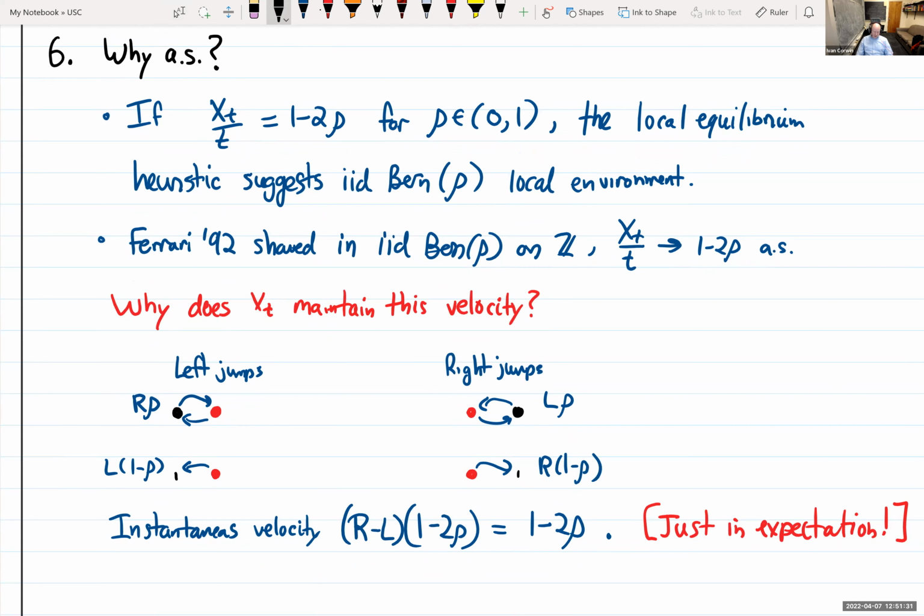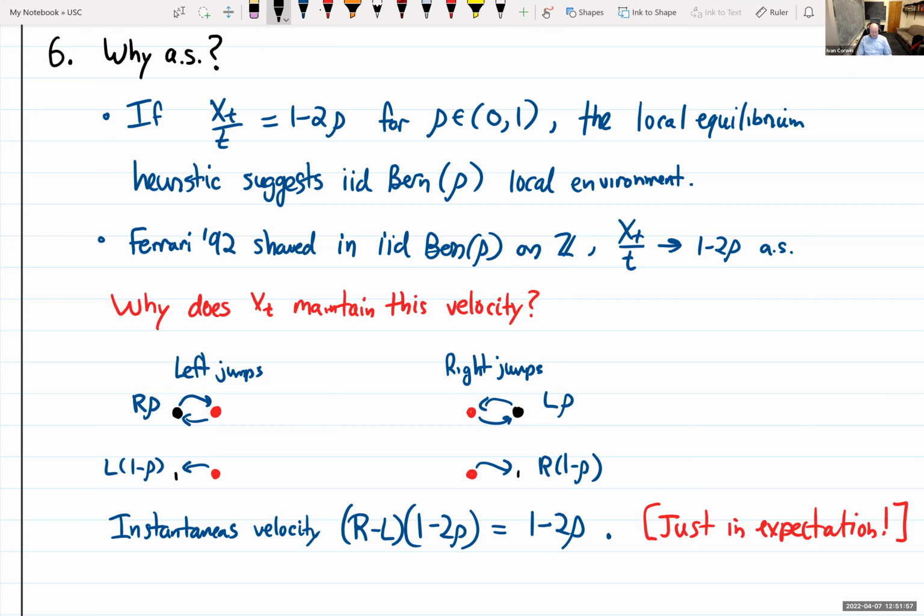And that will happen at rate r, but only with probability rho, because there's only going to be a particle there with probability rho under this Bernoulli. On the other hand, with probability 1 - rho, there's a hole there, and the second class particle can take a jump to the left at rate L. Okay, so that's the instantaneous rate of left jumps. And you can similarly compute the instantaneous rate of right jumps.